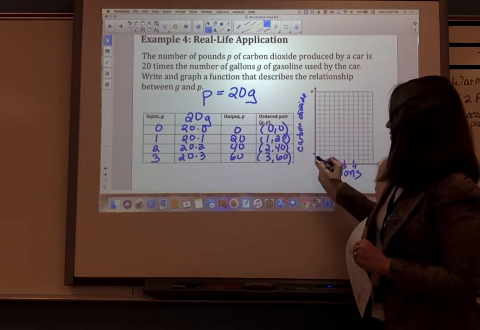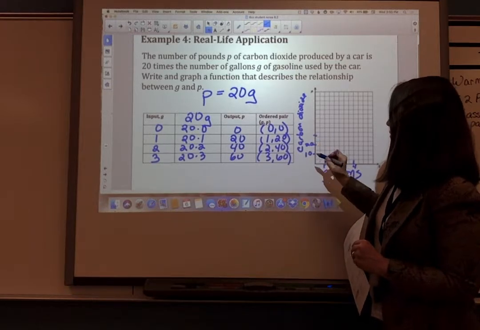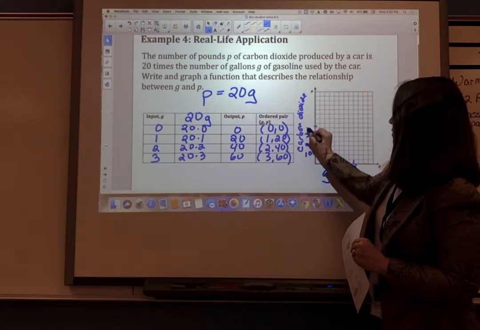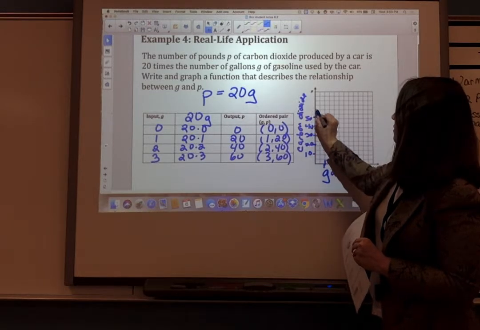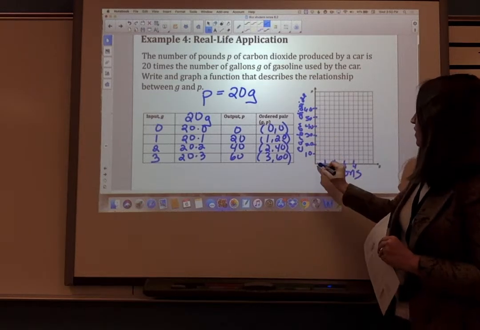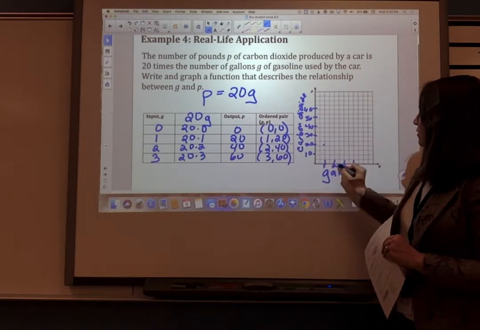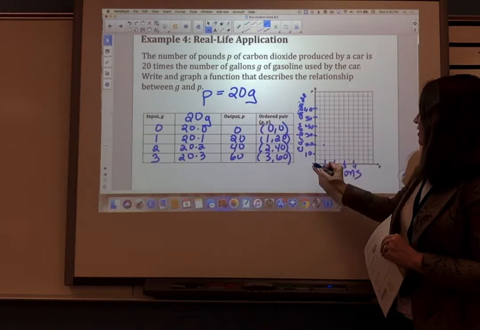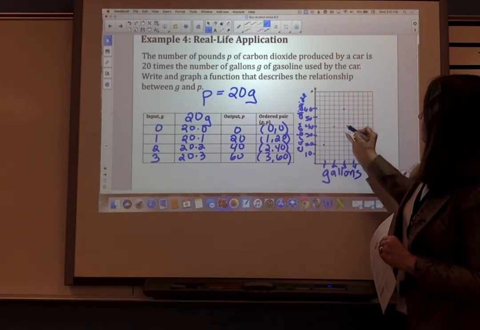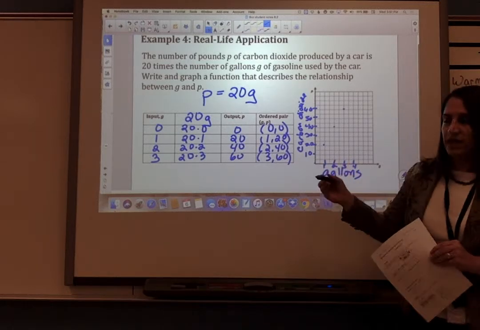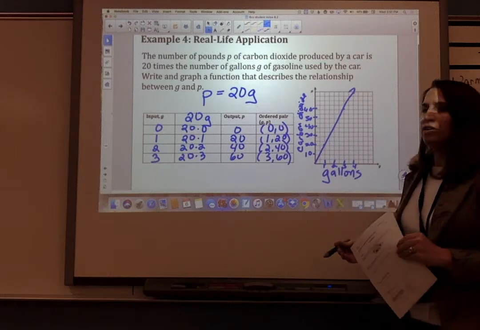So every space would technically be 5. So 10, 20, 30, 40, 50, 60. Okay, so we have the point 0, 0, we have 1, 20, 2, 40, 3, 60. So again, use a straight edge for this, but I'm just going to sketch it in here. That's going to be what our function looks like.